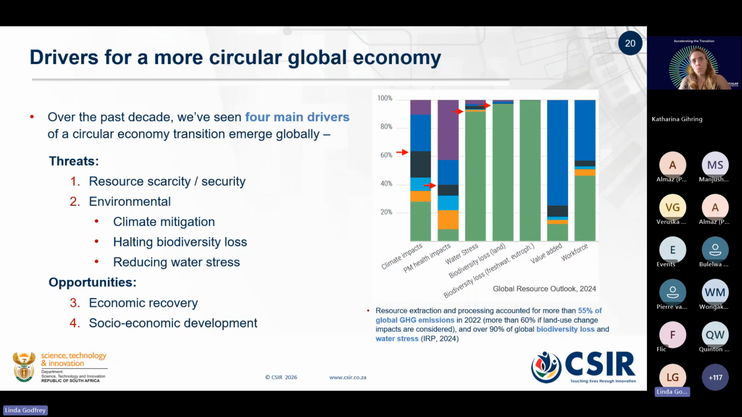The second threat or driver was the environmental, and we've seen the work of the International Resources Panel, first published in their 2019 Global Resource Outlook, and then the more recent 2024 Global Resource Outlook, which showed that the extraction and processing of resources is responsible for just over 50% of global greenhouse gas emissions. If you also include land use change impacts, it accounts for around about 60% of greenhouse gas emissions, and it accounts for over 90% of biodiversity loss and over 90% of water stress. So if we're going to address these big global environmental challenges that are facing us, we have to rethink our relationship with the extraction, processing, and use of resources.